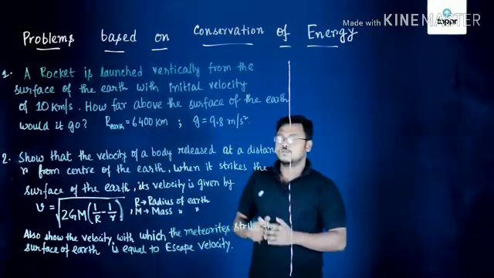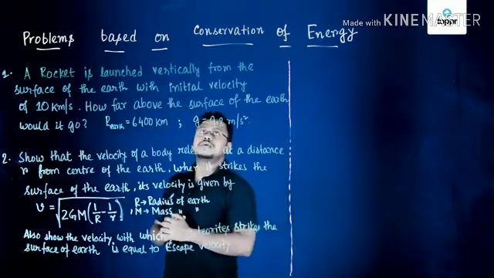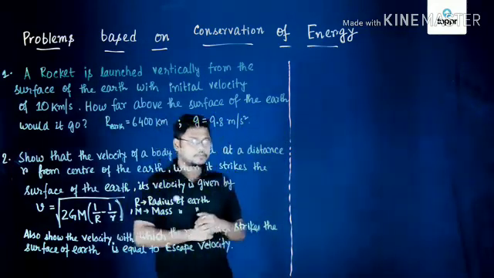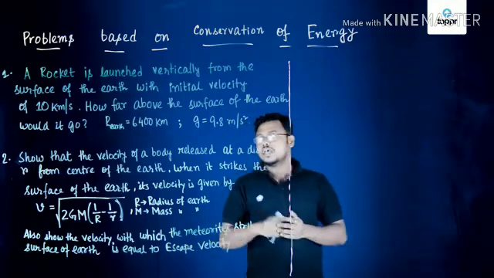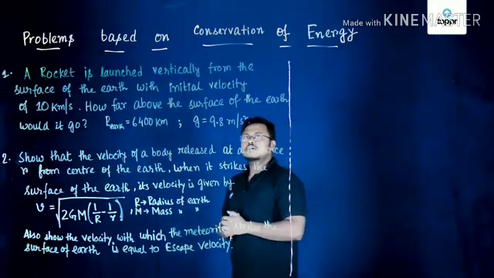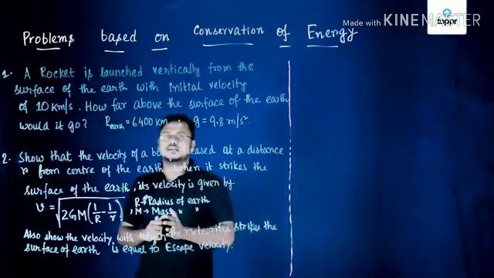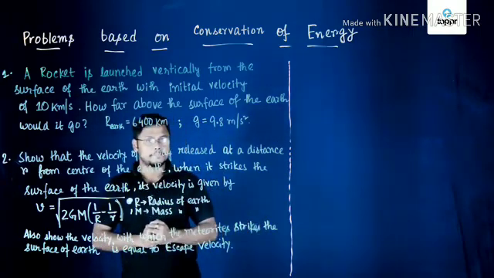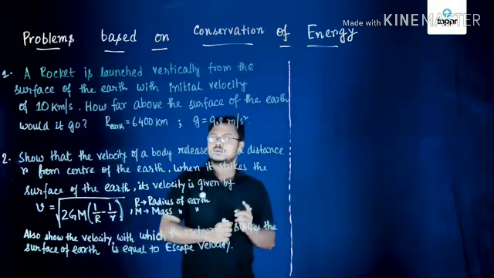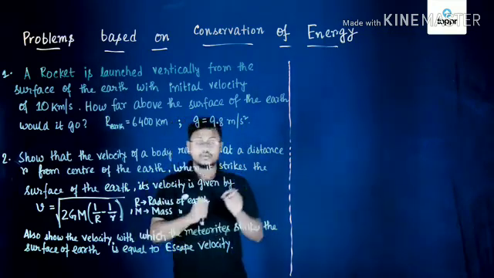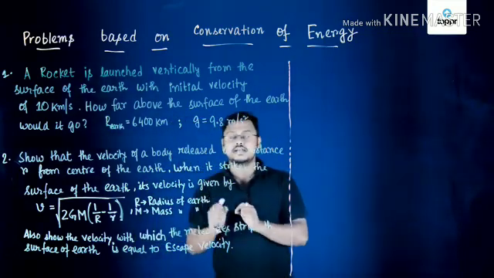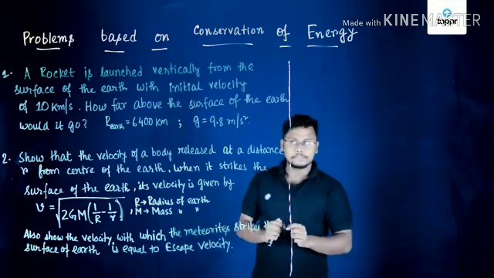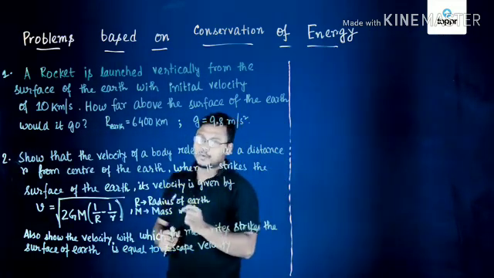In this session, we are going to discuss a few problems based on conservation of energy. So let's read our first problem. It says a rocket is launched vertically from the surface of the earth with an initial velocity of 10 km per second. How far above the surface of the earth would it go? And we have been provided with the radius of the earth as 6400 km, and acceleration due to gravity 9.8 meter per second square.